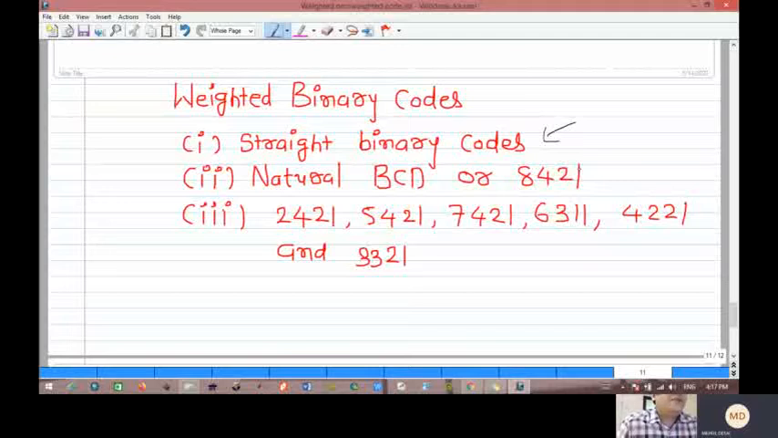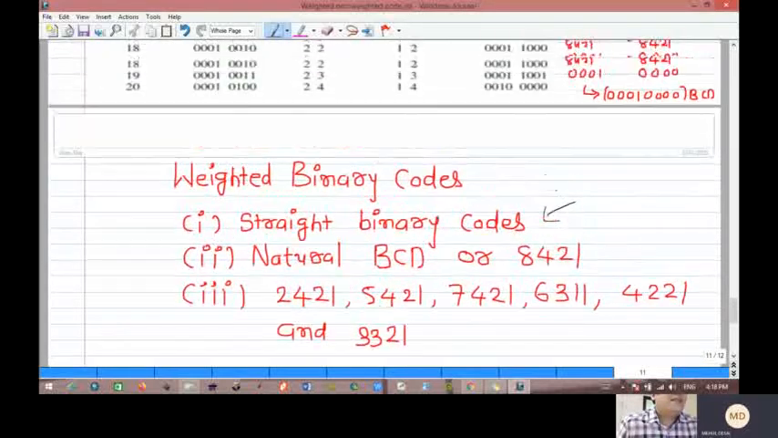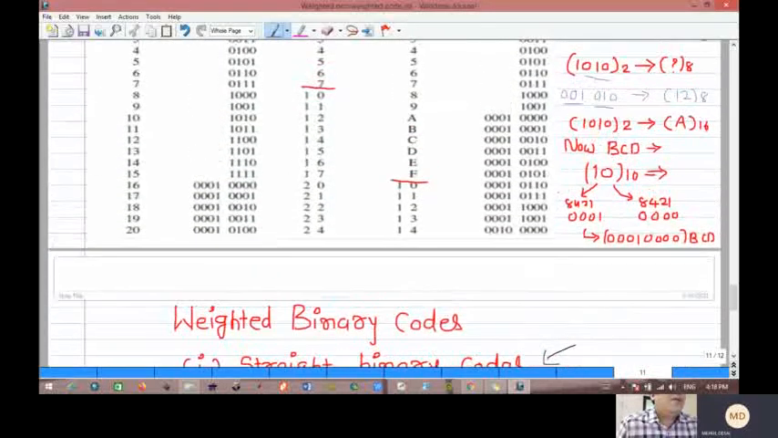Similarly, there are different 4-bit weighted codes: 2421, 5421, 7421, 6311, and 3321. So these are 4-bit weighted codes, and these are classified as weighted binary codes. Now, the first code is the straight binary code. We know all about that.